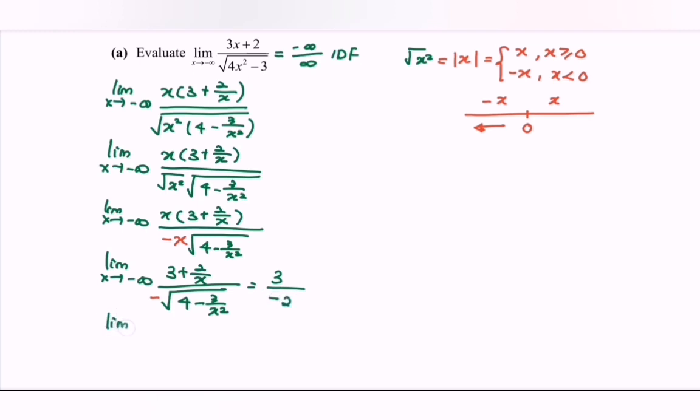So limit when x approaches negative infinity, for the function (3x plus 2) over the square root of (4x squared minus 3), the value of y will be approaching negative 3 over 2, where we have this as a horizontal asymptote.